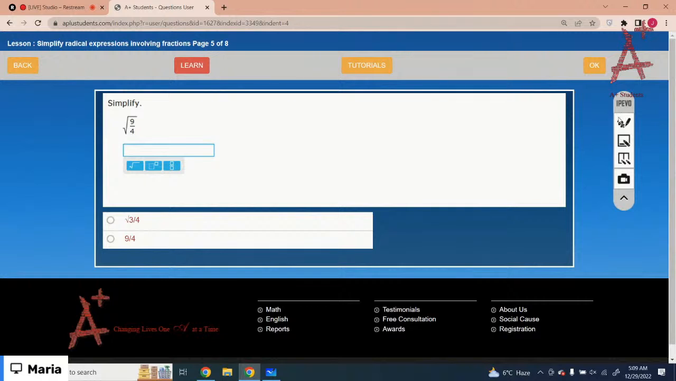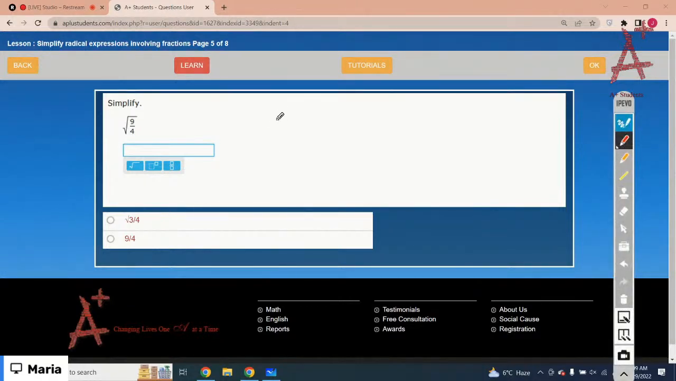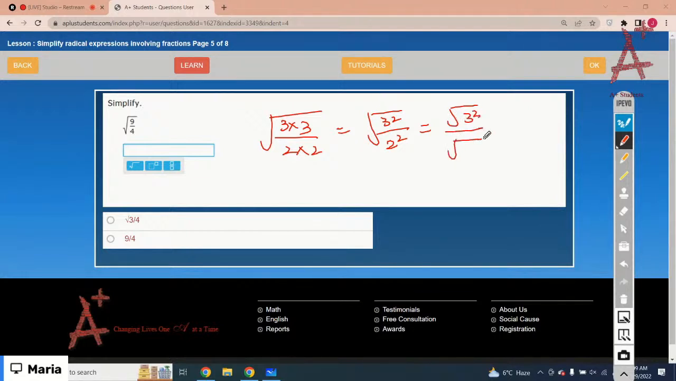Okay, the next one is square root 9 divided by 4. So you can write them as 3 times 3 divided by 2 times 2. Got it? So it would be 3 square divided by 2 square. You can write them as square root of the numerator and square root of the denominator. 2 and square root cancel out, 2 and square root cancel out. So you are left with 3 divided by 2.